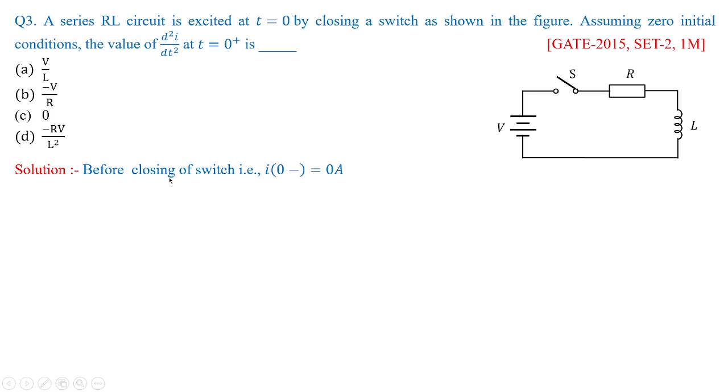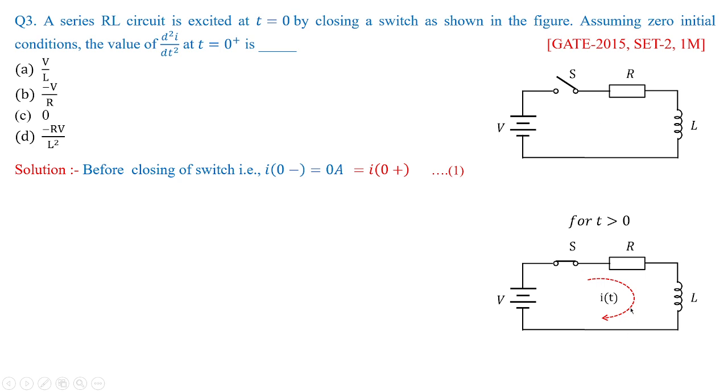Before closing of the switch, I of 0 minus is equal to 0 amperes, because it's an open circuit, so current remains as 0. And as soon as the switch is closed, the inductor doesn't allow a sudden change in current, so the value of I of 0 plus will also be 0 amperes. This we treat as equation 1. Now for t greater than 0, the above circuit will change to this circuit. That is, the switch is closed and the voltage will be driving the current I of t through the RL circuit.